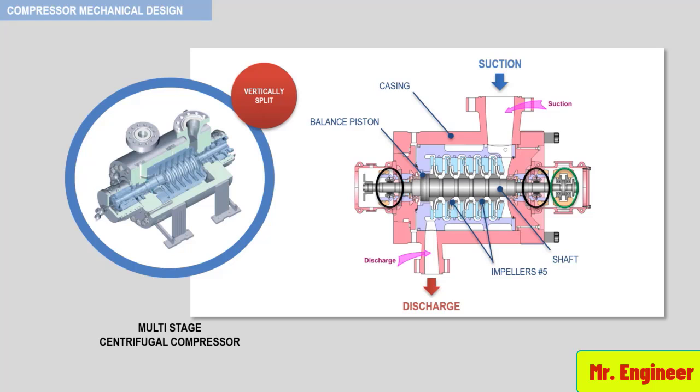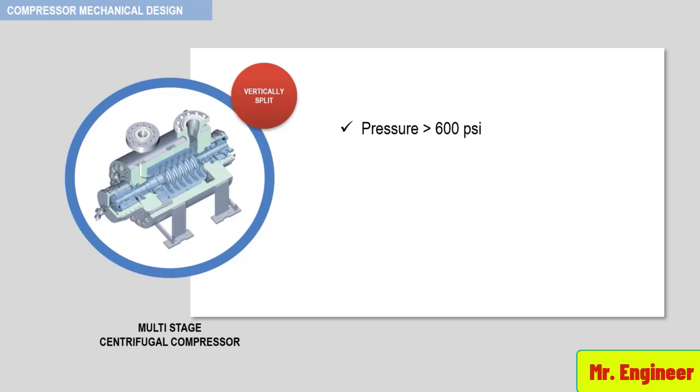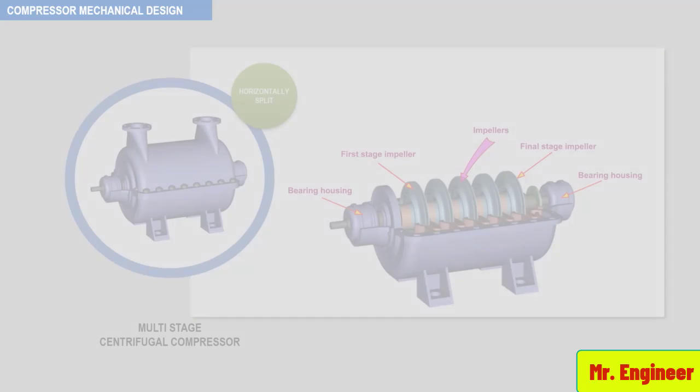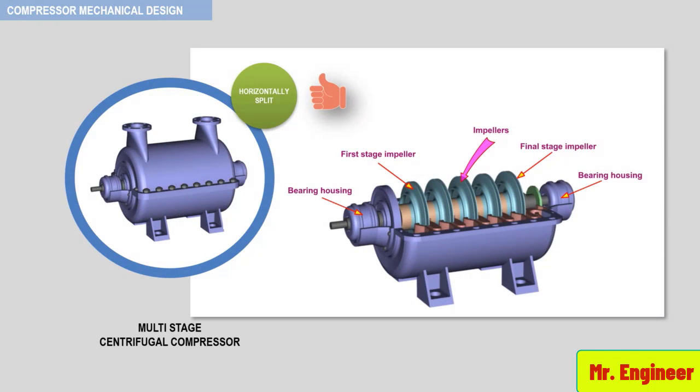In general, barrel-type casings are used above 600 psi pressure, or for mixed gases with a high hydrogen content. From a maintenance standpoint, however, horizontally split casings are preferred. This is because these types of compressors allow easy removal of the rotor.